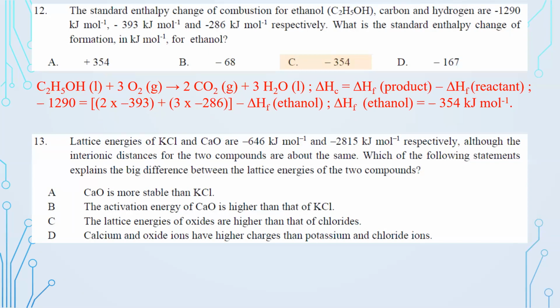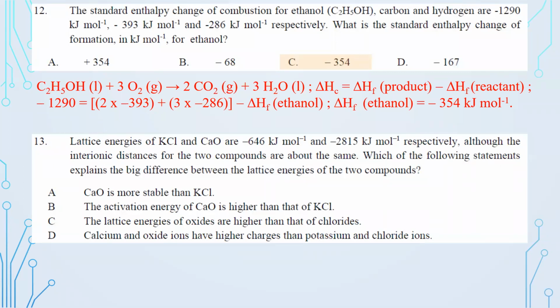Okay, and number 13. The lattice energies of KCl and CaO are negative 3464 and negative 3415 respectively, although the interionic distance of the two compounds is about the same. Which of the following statements explains the big difference of the lattice energy?